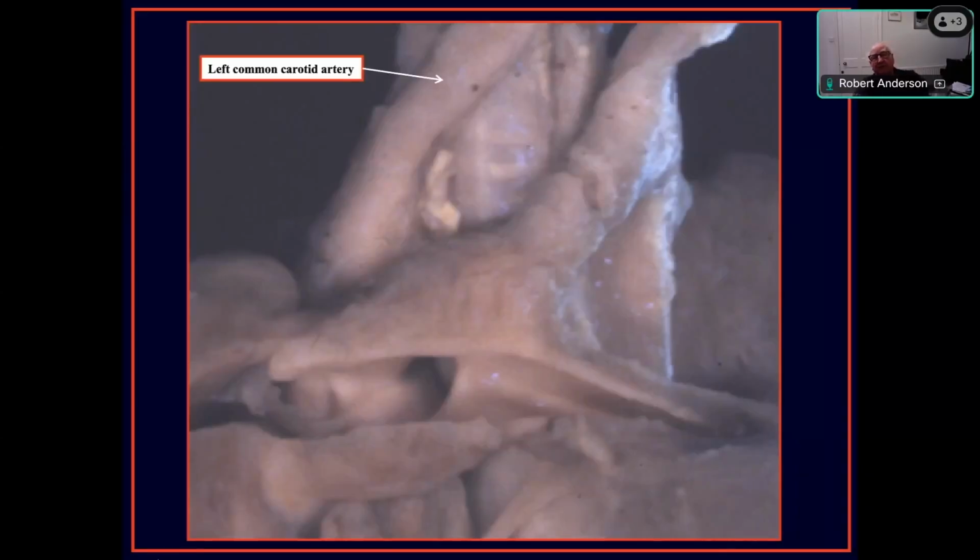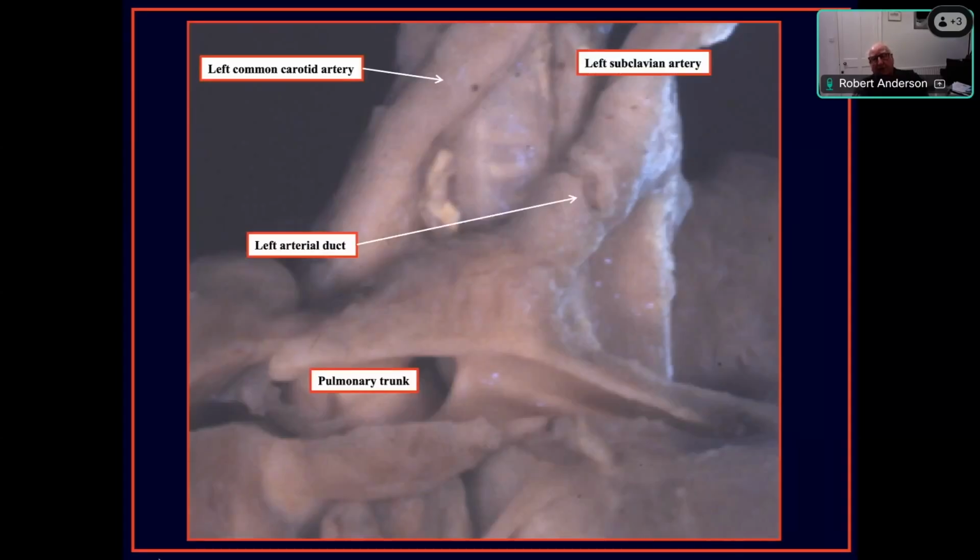Looking at it from the left side, we see the left common carotid artery, and there is the left subclavian artery fed via the arterial duct from the pulmonary trunk. So the double arch has broken between the left common carotid and the left subclavian arteries, and the dorsal part has also broken, isolating the left subclavian artery.